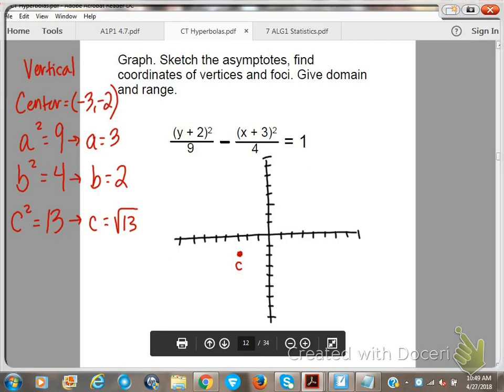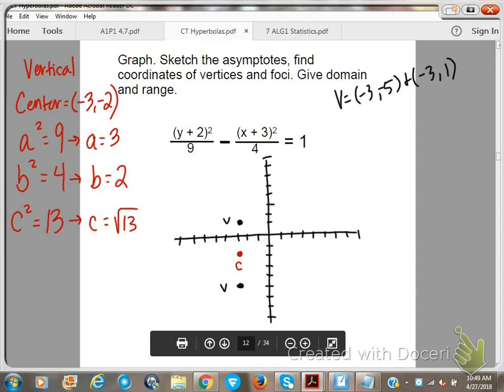So my vertices are going to be at 1, 2, 3, and then 1, 2, 3. Good. So Tim, what are those ordered pairs for our vertices? Negative 3, negative 5. And? Negative 3, 1. Good. Got our vertices.